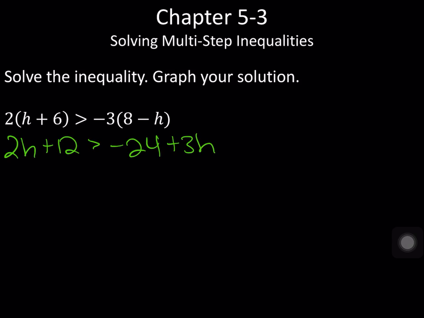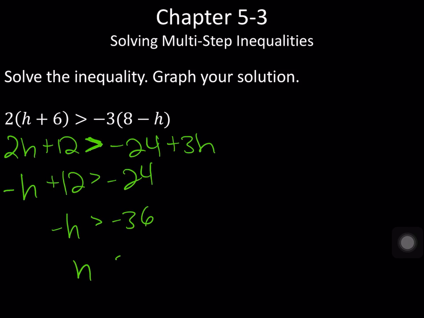Both sides of this inequality have been completely simplified. There's no like terms we can collect. We'll get our variables together next by subtracting 3h from both sides. Okay, then we'll subtract 12 from both sides, and then dividing both sides by negative 1, and remembering to flip our sign, flip our inequality, and h would be less than 36.